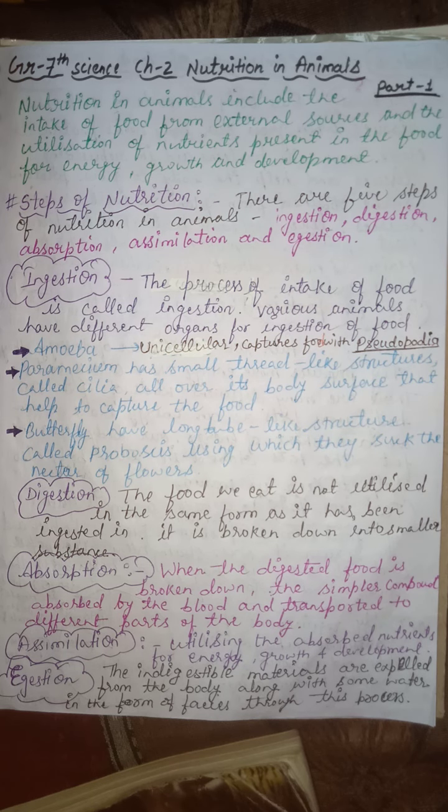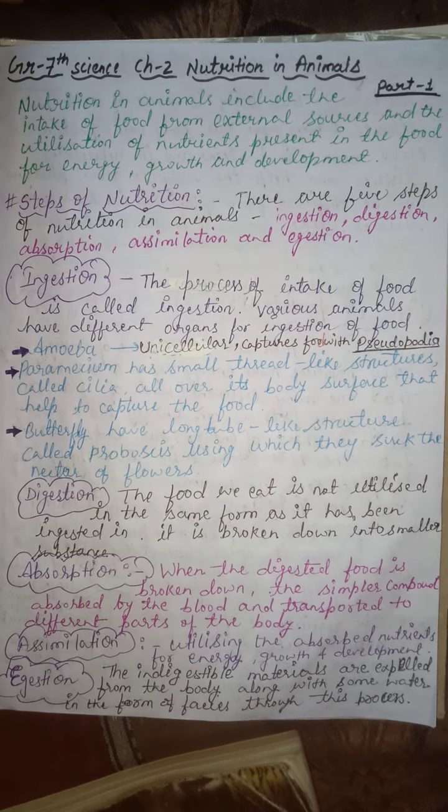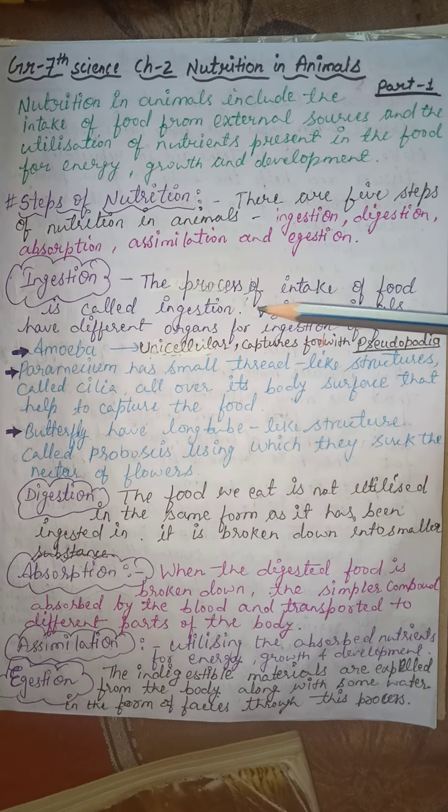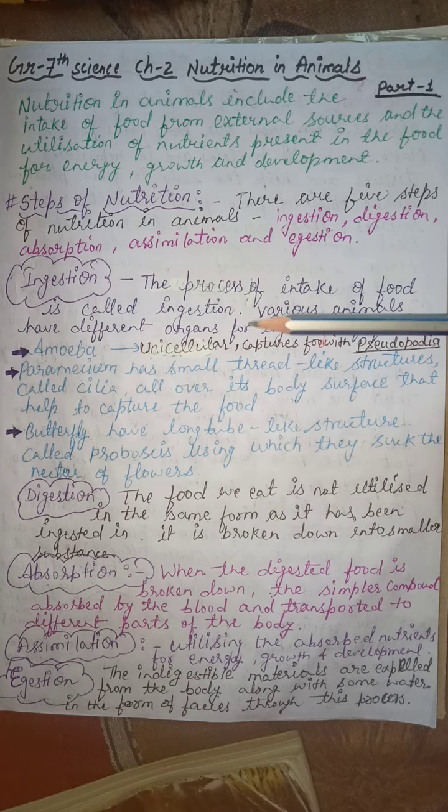Hello everyone. We have completed our first chapter, that is nutrition in plants. In that chapter we have learned about the autotrophs, heterotrophs, saprotrophs, scavengers, herbivore, carnivore, omnivores. Now we will start our new chapter today, nutrition in animals.